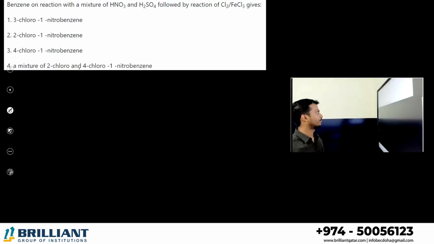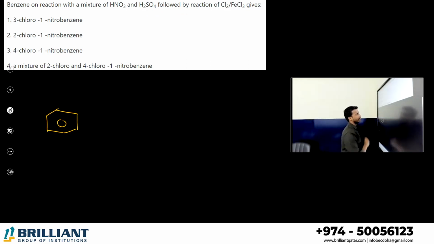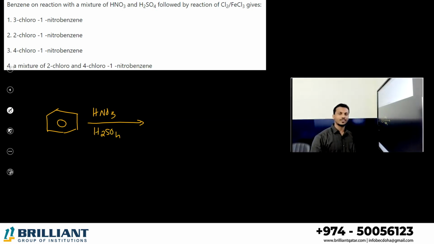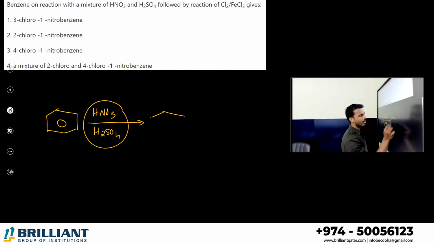Okay. Next. Benzene on reaction with a mixture of HNO3 and H2SO4. Starting material is benzene. What is this reaction first of all? Benzene treating with nitric acid and sulfuric acid. What is the reaction? Nitration. Yes or no? This is called the nitrating mixture. So what will you get here? Nitrobenzene. Okay, take your nitrobenzene.